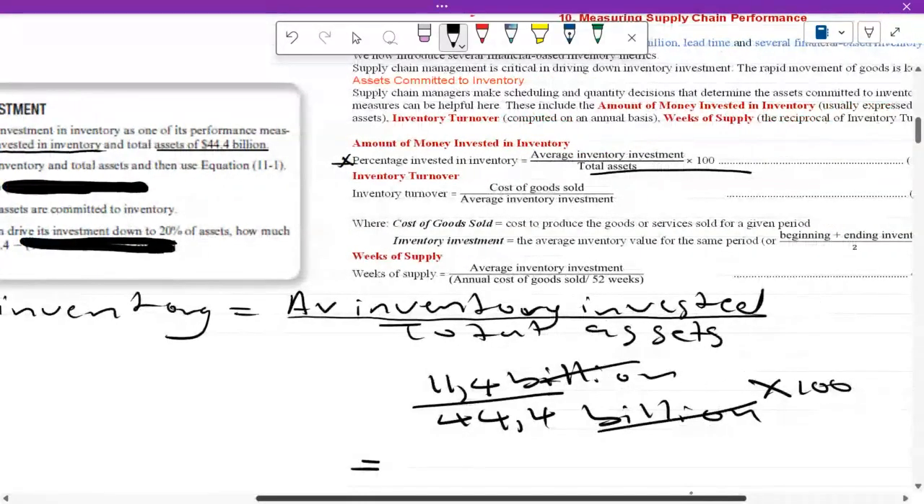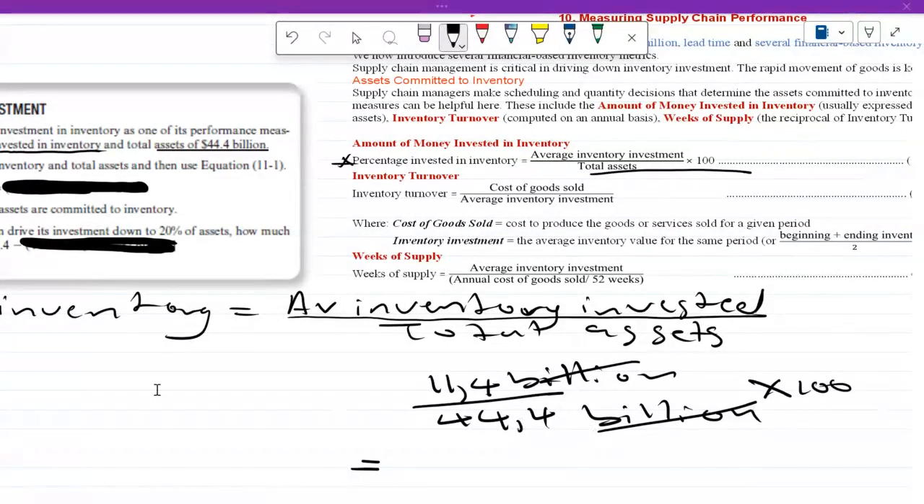What do you get? Multiplied by 100. 25.675, which is 25.7%. Okay, thank you.